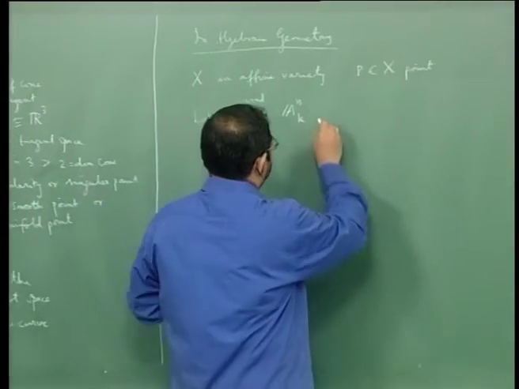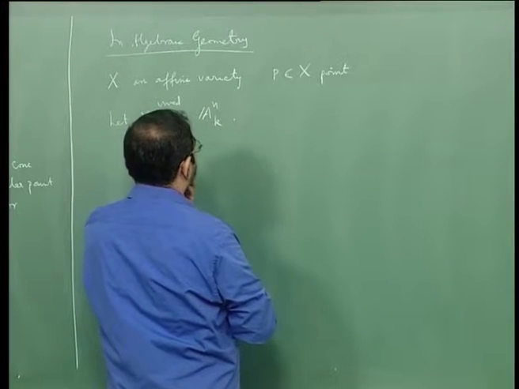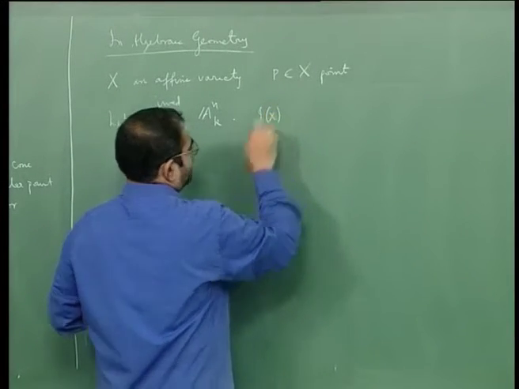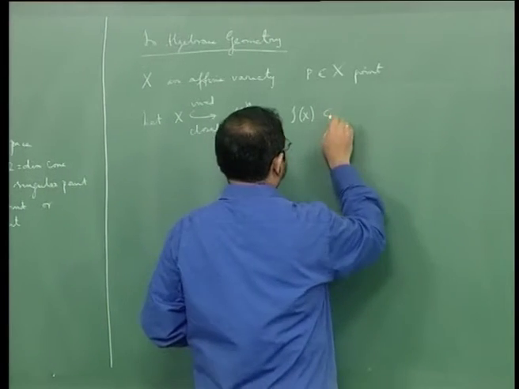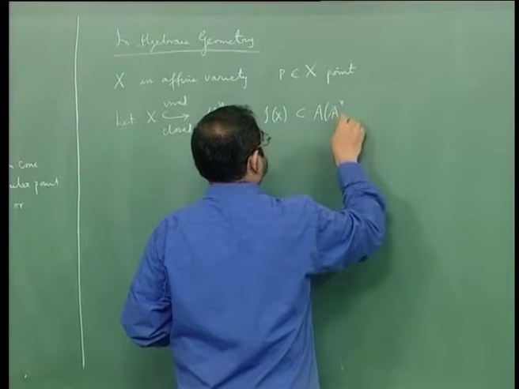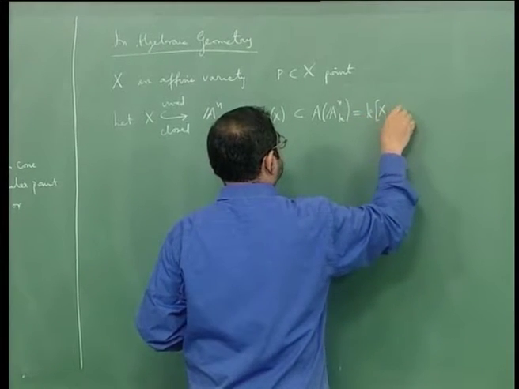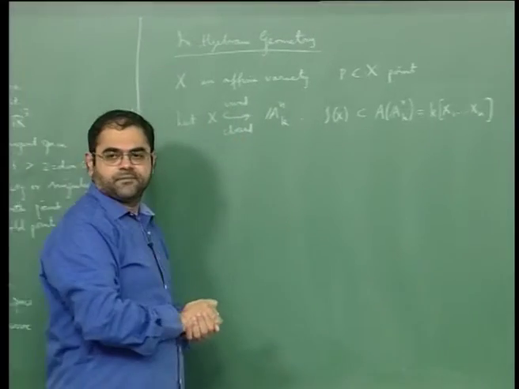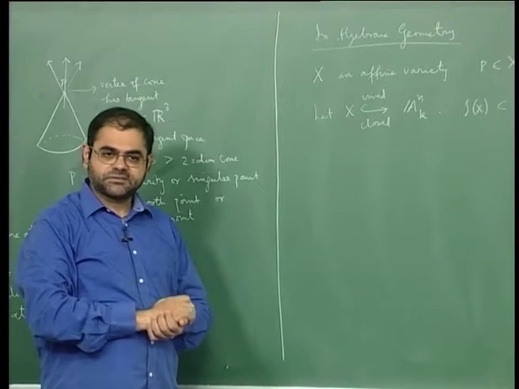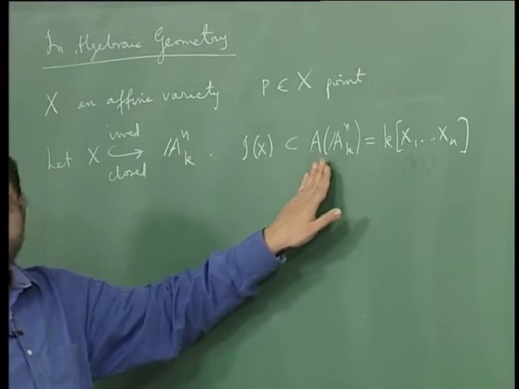And then you have the ideal of X, which is the ideal inside the affine coordinate ring of A^n, which can be identified with the polynomial ring in n variables. If you take capital X1 through capital Xn to be the coordinate functions, then the polynomial ring in those coordinate functions is the affine coordinate ring of affine space.